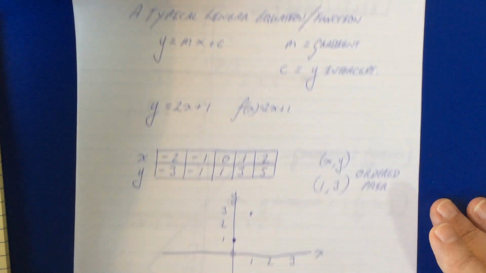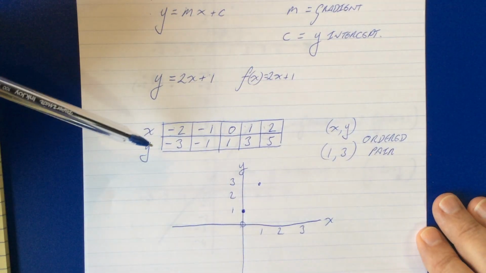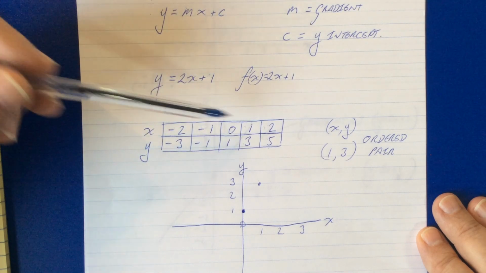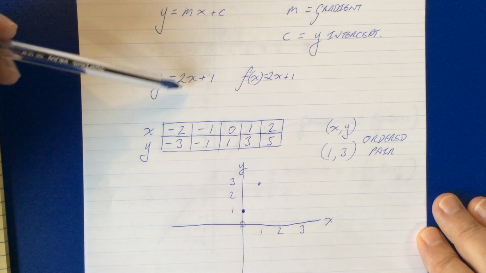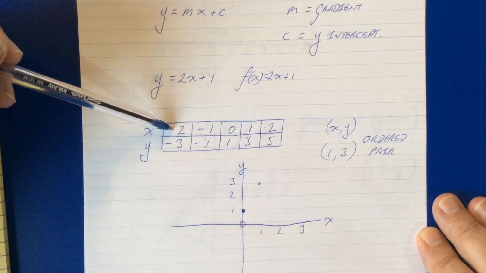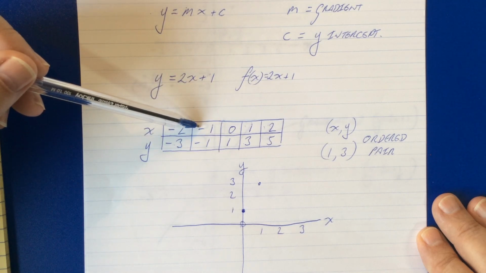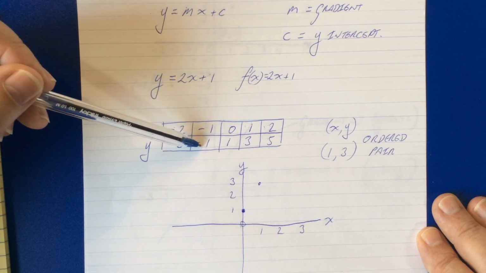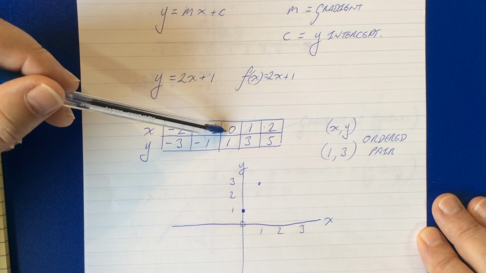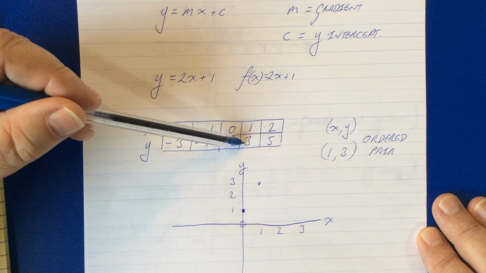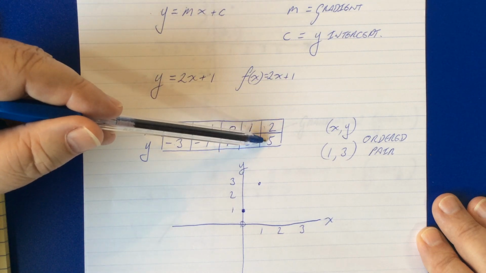Okay, so if we put these into a table which you might have seen at school, we take a number, and I've just decided to go from -2 to 2. We take a number and we put it into this equation. So what happens? Where the x is, we put -2. So that means 2 times -2, which is -4, plus 1 gives us -3. 2 times -1 is -2, plus 1 gives us -1. 2 times 0 plus 1 is 1. 2 times 1 is 2, plus 1 is 3. 2 times 2 is 4, plus 1 is 5.